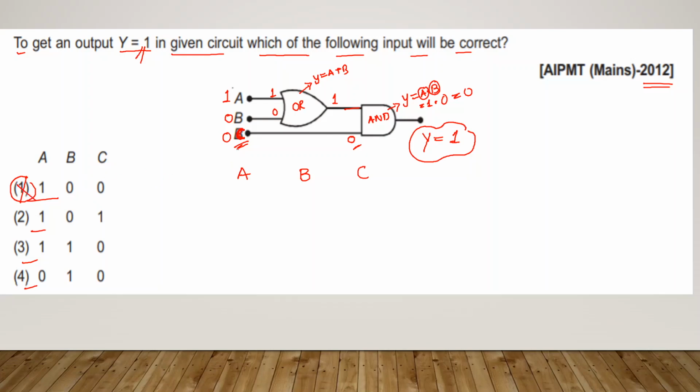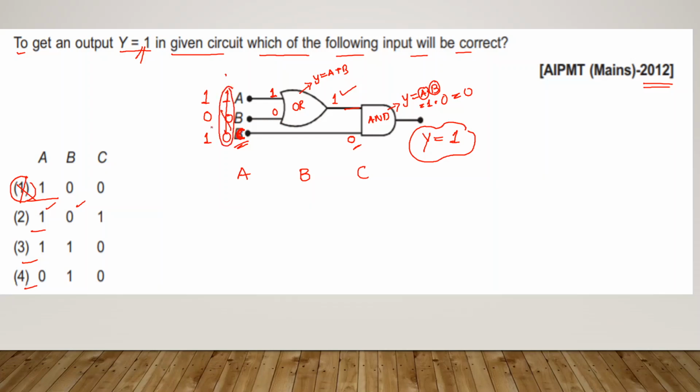Similarly, let us substitute the second one. If I substitute the second one, input A is 1, input B is 0, input C is 1. Now see here, again the same input. Here input A is 1, input B is 0. What will be the output? It will be 1. Next, what is the input I have given into C? This was the first one and this is the second one.